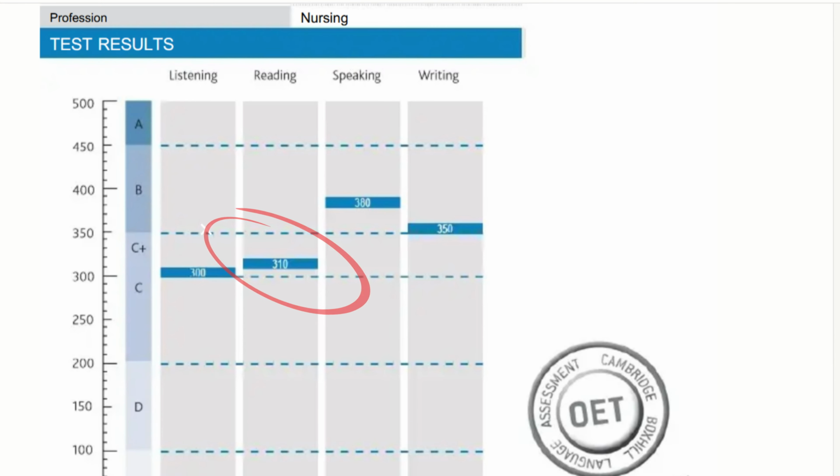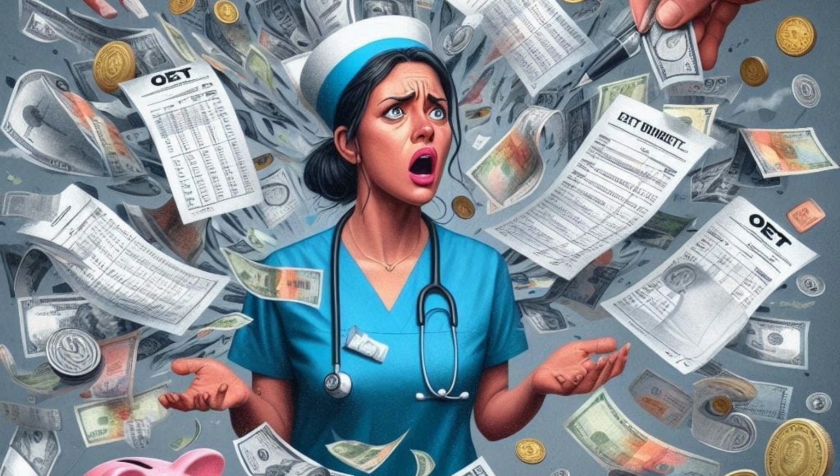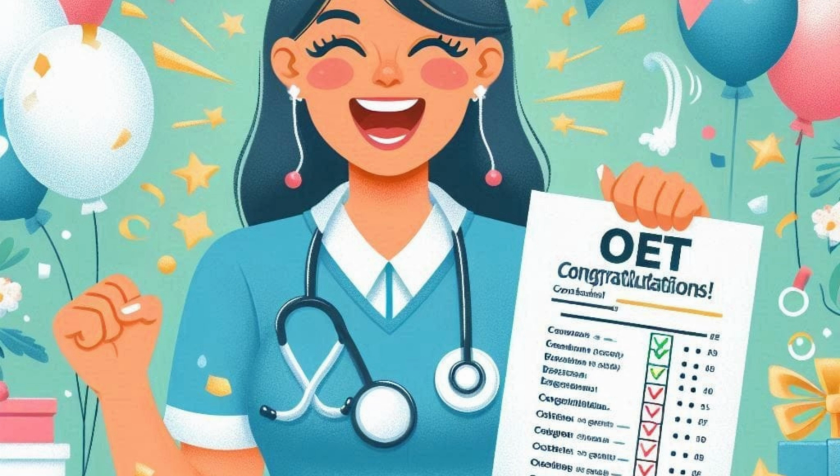Are you repeatedly scoring less than 350 for the OET reading test? Is your reading score stuck below 30, no matter how much you practice? Are you wasting money booking the OET test multiple times? Then this video is definitely going to help you overcome challenges in the reading subtest.